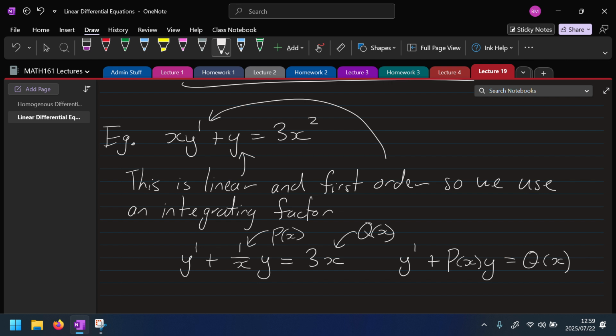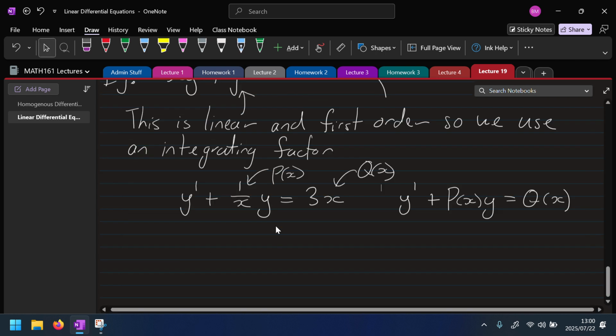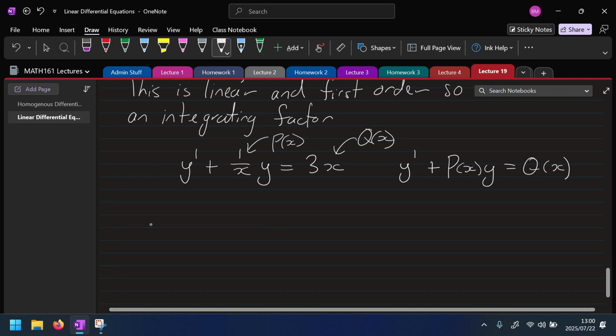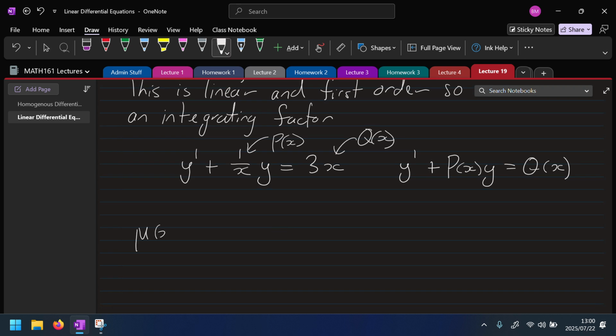Like we did for step 1 of the proof, we need to find the integrating factor. And then like we did with step 2 of the proof, we write down the solution. So the integrating factor mu will be e to the integral p of x dx. So that's e to the integral 1 over x dx. That's e to the natural log of x. They cancel, so we just get x. Okay, so that's the integrating factor.